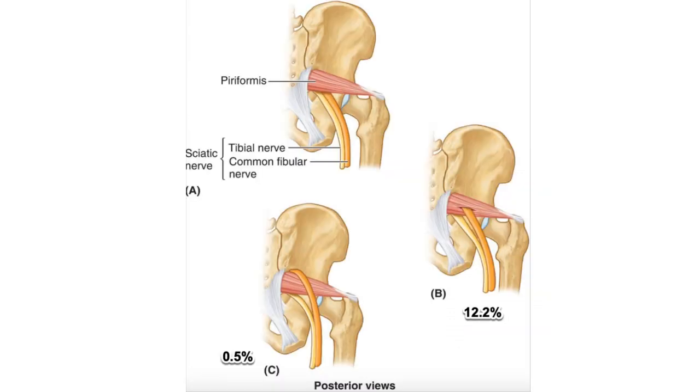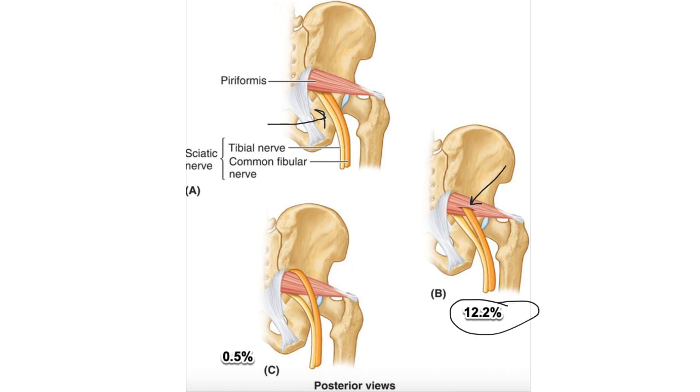Here we're just seeing some variations of the sciatic nerve. The most common is that the tibial nerve and the common fibular nerve pass underneath the piriformis together and enter into the leg, into the thigh. In B here, we're seeing where they split, and the common fibular nerve will pierce through the piriformis muscle, and that happens in about 12.2% of the time.